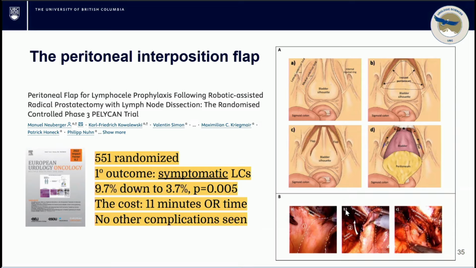So they had a big effect, going down from 9.7% symptomatic lymphoceles to 3.7%. So it's a p-value of 0.005. And the cost of this was just 11 minutes of OR time and really no other complications. The study was published in 2024 and it's mentioned in the recent EAU guidelines, but there's no specific recommendation that this be used if you're doing a pelvic lymph node dissection. There also are some other strategies that could play a role in minimizing morbidity, like sentinel lymph node biopsy and radio-guided pelvic lymph node dissection, but I think right now that's out of the scope of my presentation.